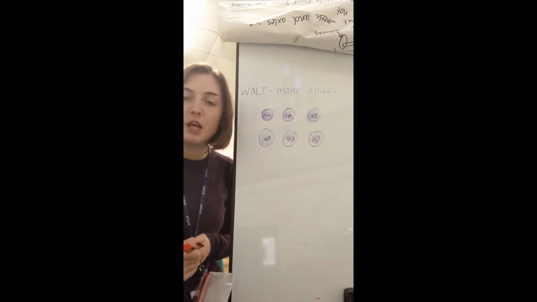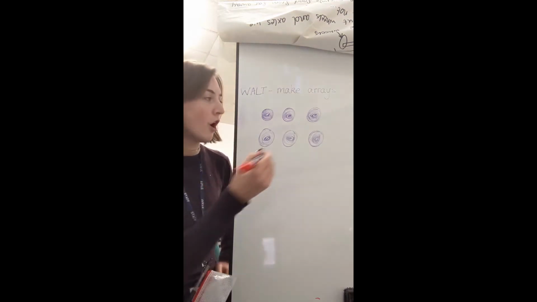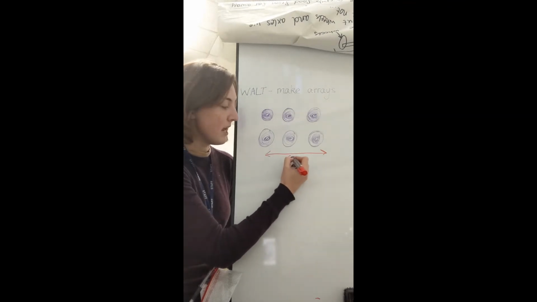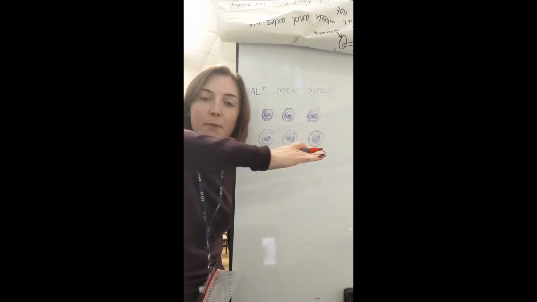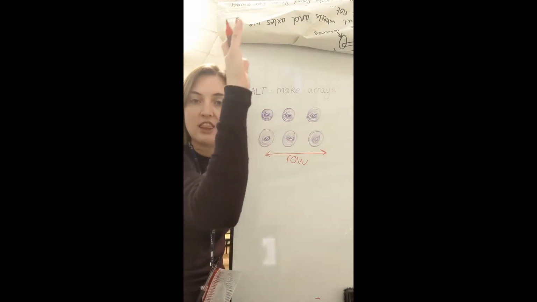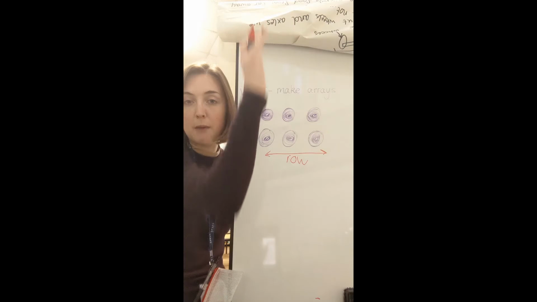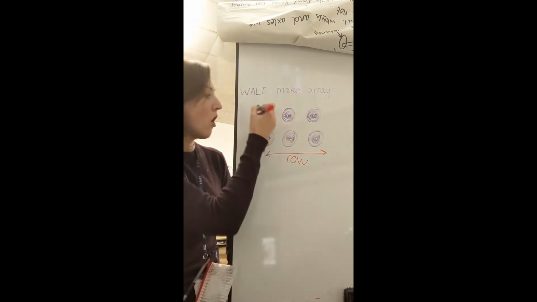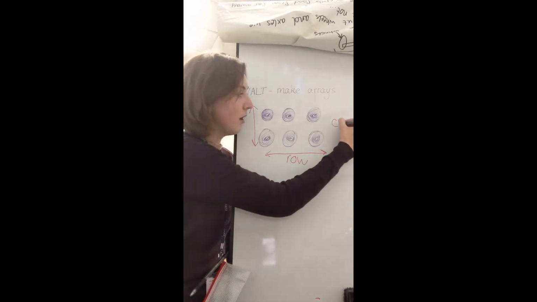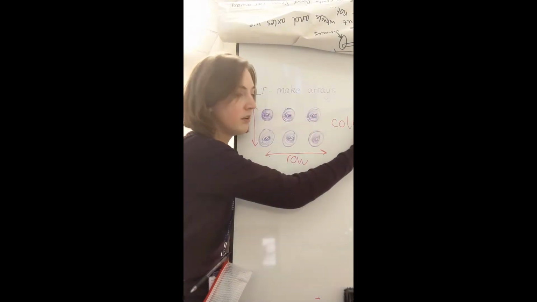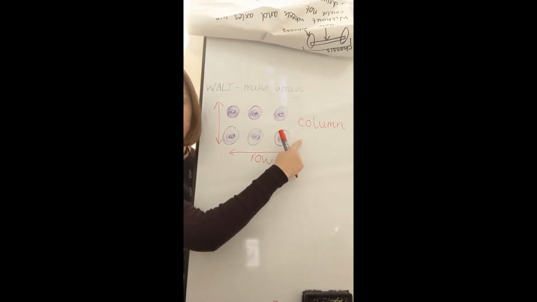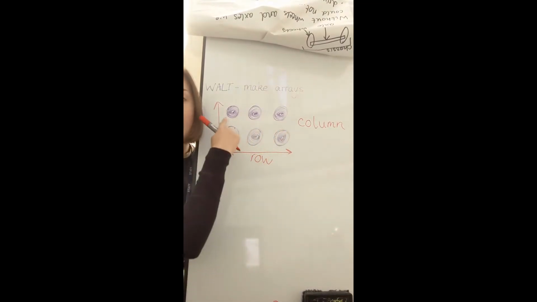Rows and columns. A row goes across horizontally. So this would be a row if something is in a line this way. If something is in a line this way, going from top to bottom, up to down, it would be a column. So this here, that would be a column. That's the word column there. So we have rows and columns.